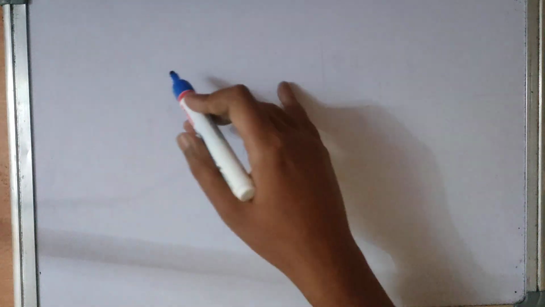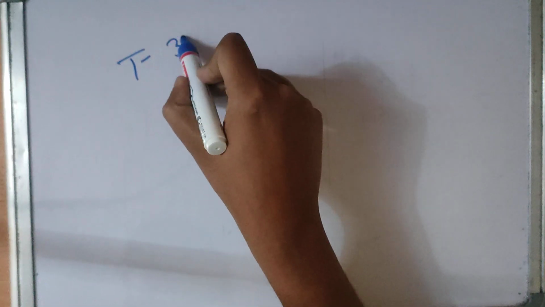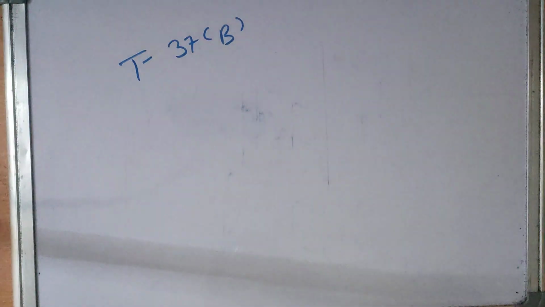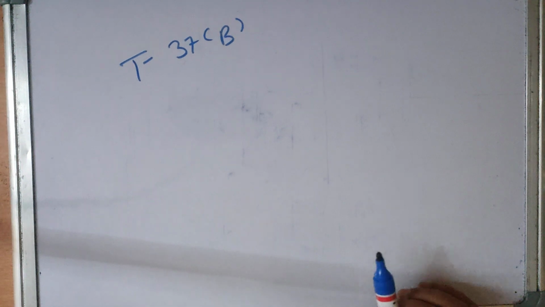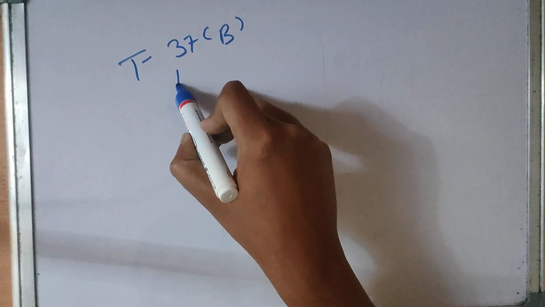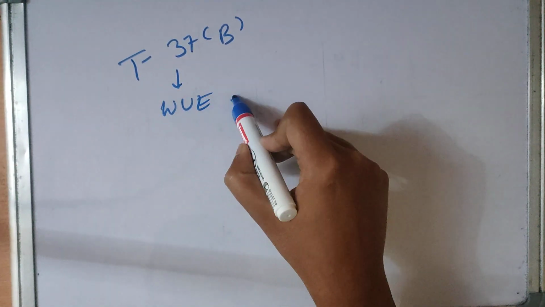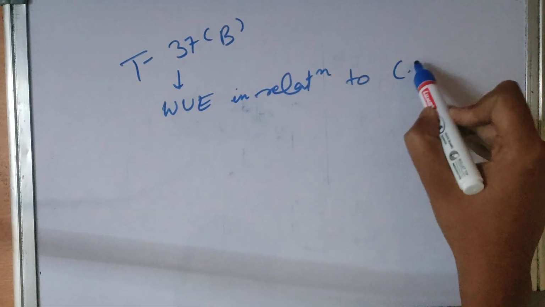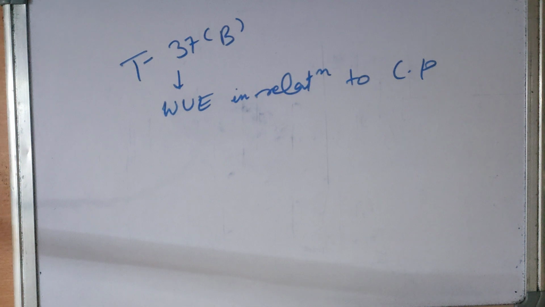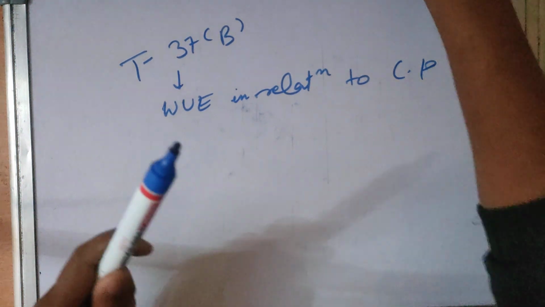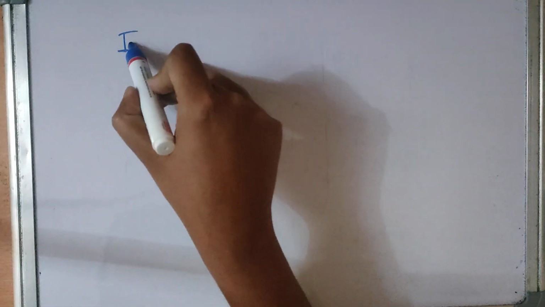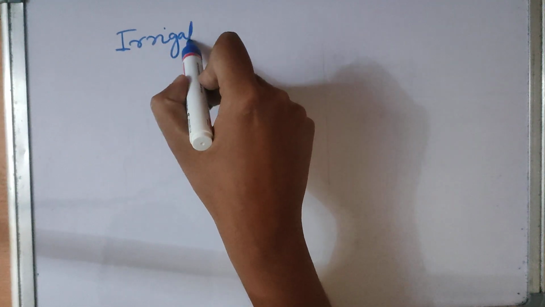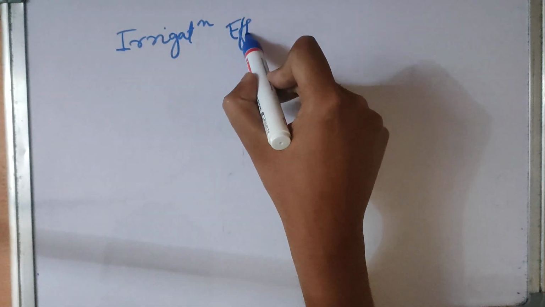So today we are going to discuss topic 37b, that is remaining parts of topic 37a, that is water use efficiency in relation to crop production. So the first topic of today's session is, what is irrigation efficiency.